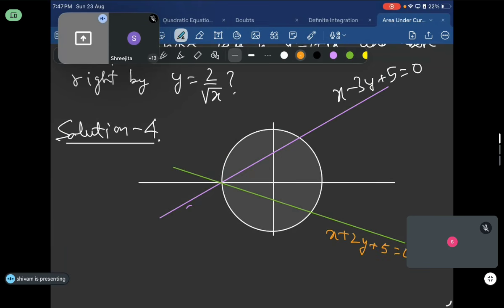Are you people getting it? So what is the area bounded by these curves? This is the area we are talking about. Right, tell me everyone. This is the area we are talking about. How to find out this area? Pay attention.